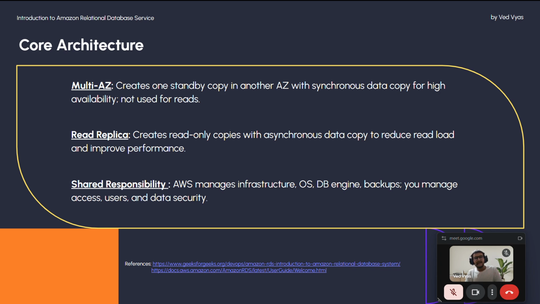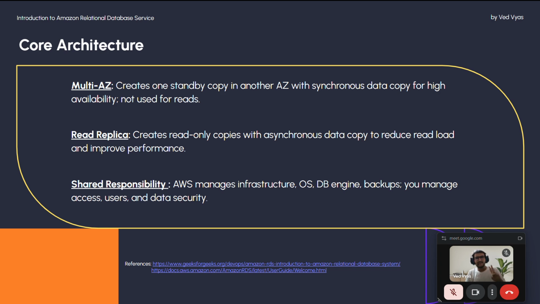If we talk about the core architecture of Amazon RDS, it is based on three principles. First is multiple availability zones, also known as multi-AZ, where AZ stands for availability zone. RDS creates one standby copy in another availability zone with synchronous data copy. That means at a time I can handle just one entry, and in no other way can that entry be modified. That is synchronization; there cannot be any kind of race condition. It is created for high availability, and it is not used for reading. It is only subject to modification.